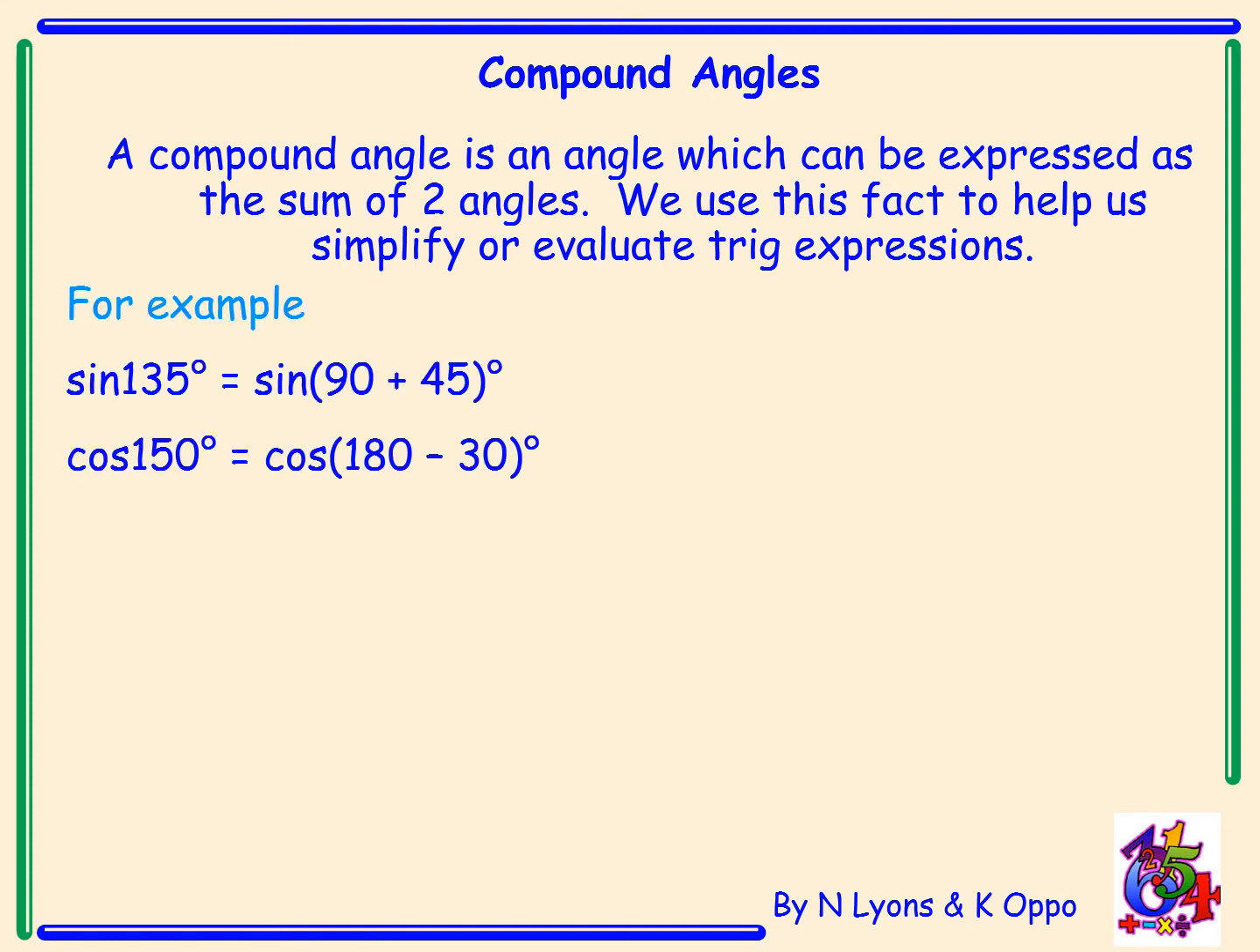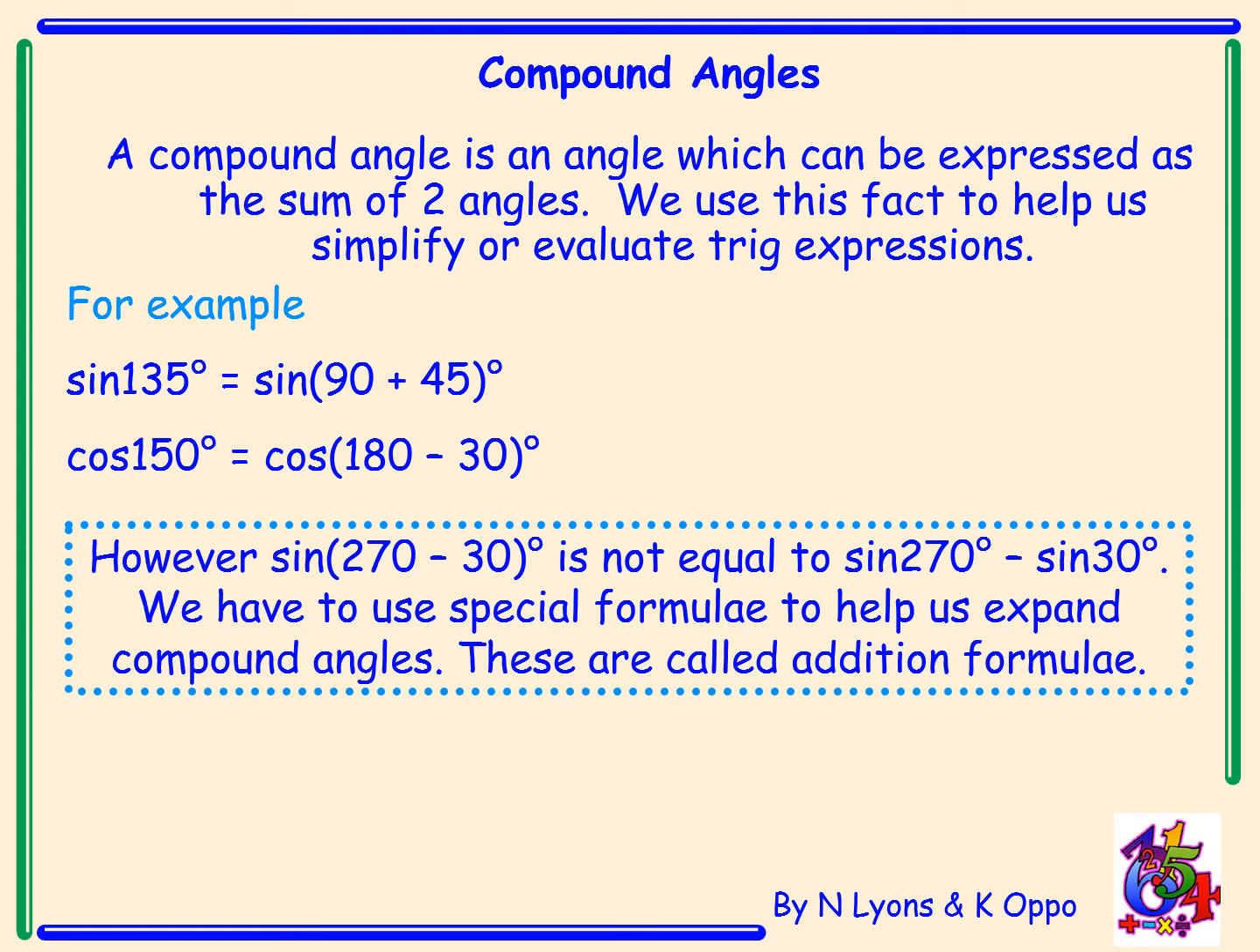For example, sine of 135 degrees can be rewritten as sine of 90 plus 45 degrees, and cos of 150 degrees can be written as cos of 180 minus 30 degrees. Once we use the correct expansions, we would be able to find the exact value for sine of 135 and cos of 150, even though these do not lie within our exact value triangles. We should note that sine of 270 minus 30 degrees is not equal to sine 270 minus sine 30.